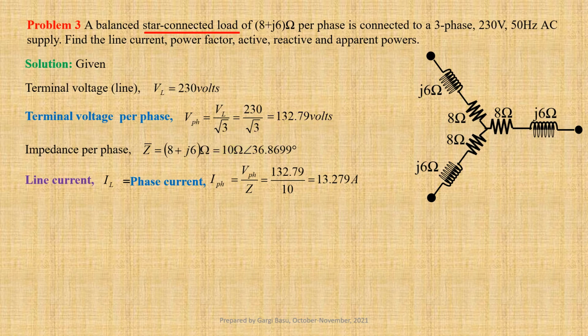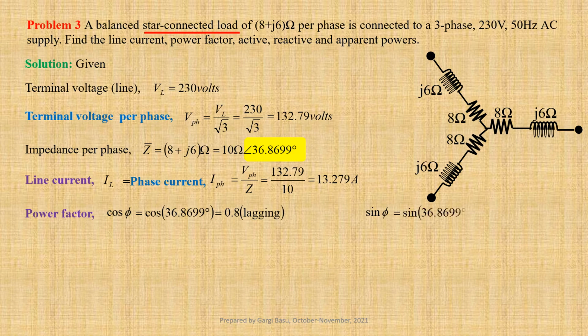Let us determine power factor of the load. Cos phi equals cos of 36.8699 degree, that is equal to 0.8 lagging, and sin phi equals sin of 36.8699 degree, that is equal to 0.6.